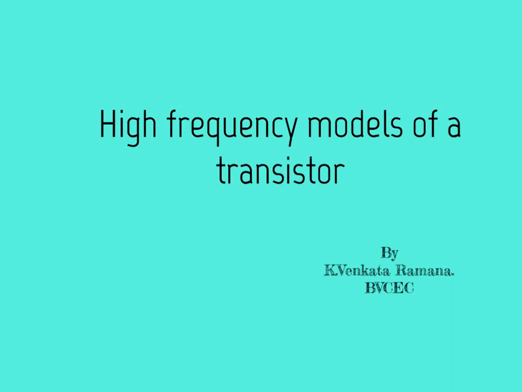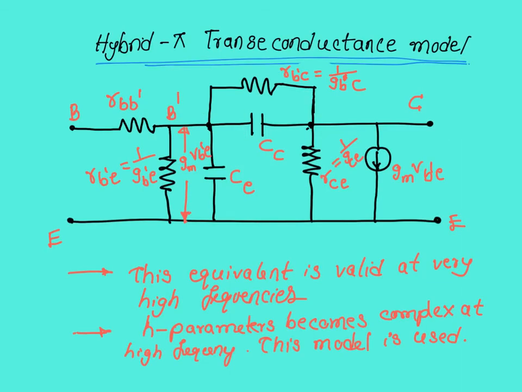Today we are going to discuss high frequency models of a transistor. This is the hybrid pi transconductance model. This model exists at very high frequencies, and because h parameters become complex at high frequencies, this model is used at very high frequencies.